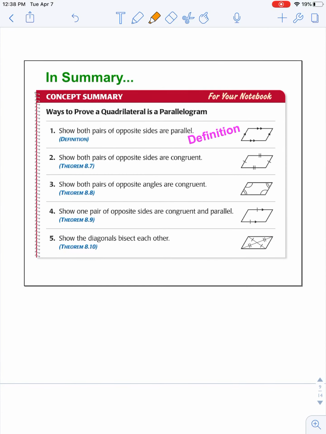This is a summary of all the things that we have covered so far. So this might be a good time to pause the video and put this down in your notes, or at least make a note to go back and refer to this.